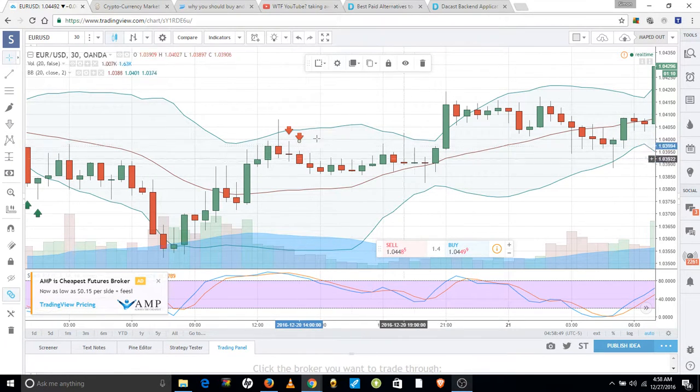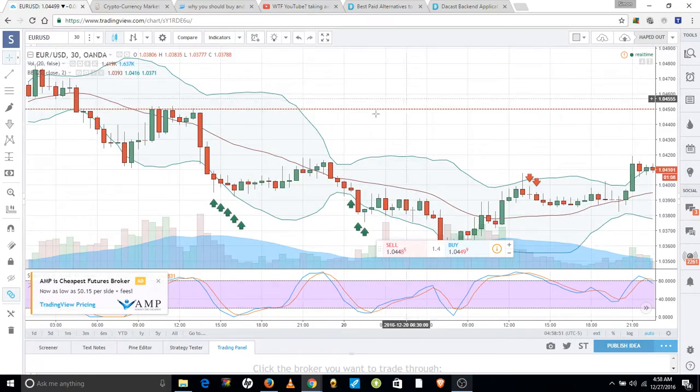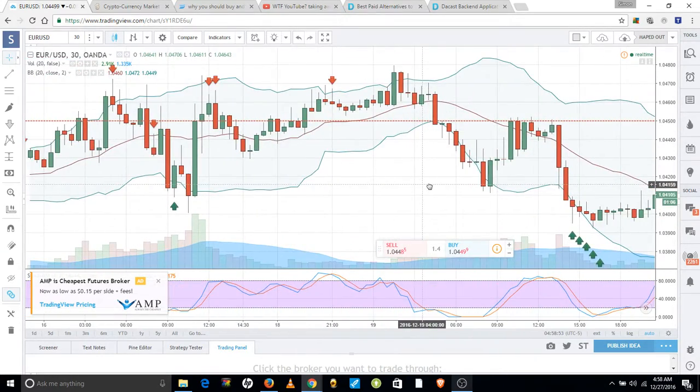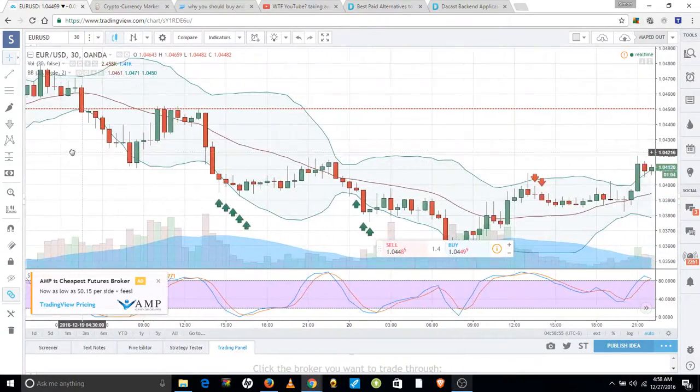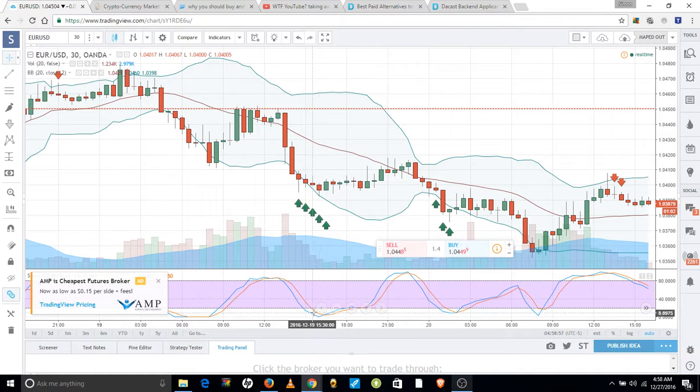So thank you, and this is the 30 minute strategy that I've been using for the past couple of months, and it actually works for me. And like I said, it's always good to have a backup plan down here or some other indicator together with the Bollinger Bands to help you make decisions.